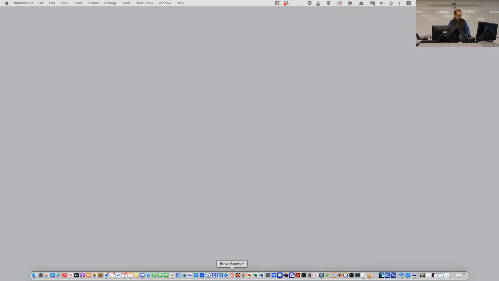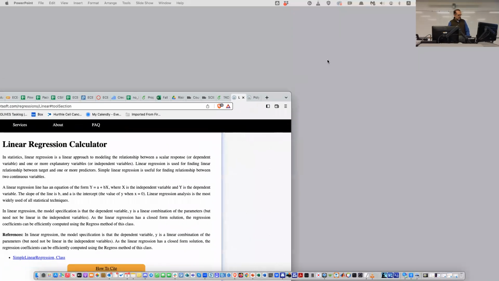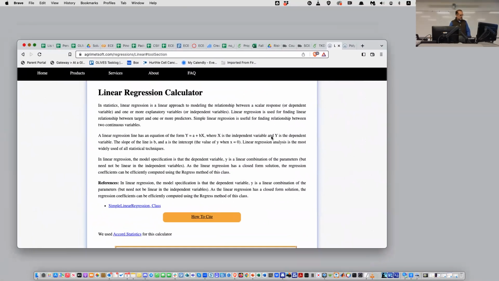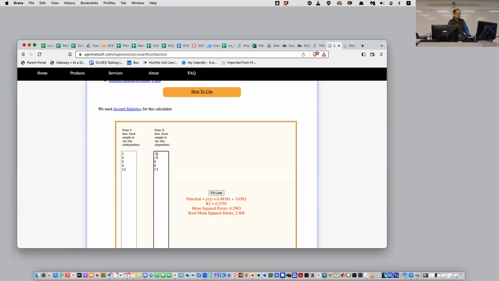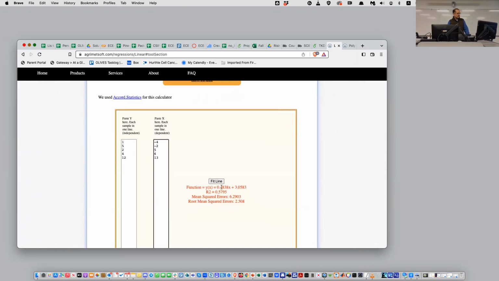So let me just show you this. You have the links in the slides, so you can go here. If you have linear regression, this is where your data is. You enter your x's, these are the y's, right? And then you fit a line. This is the equation, 0.48x plus 3.5. So this is theta 0, this is theta 1, right? The R2 in this case is 0.57. The mean square error is roughly 6.3. The root mean square error is 2.5.